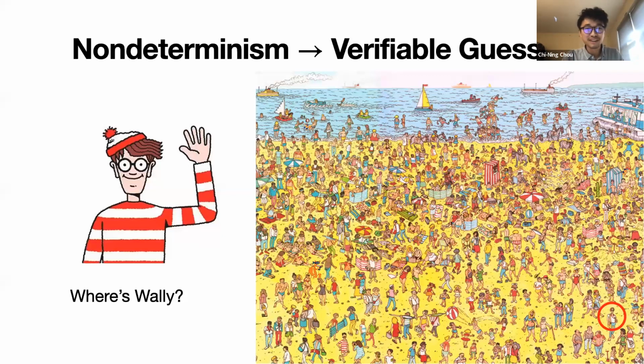For example, if I mistakenly point out here to you, oh, what is here? It's also easy for you to verify, oh, I was incorrect. I was lying to you, or here, similarly. So mathematically, we model non-determinism as verifiable guesses by writing this intuition down in mathematical form.